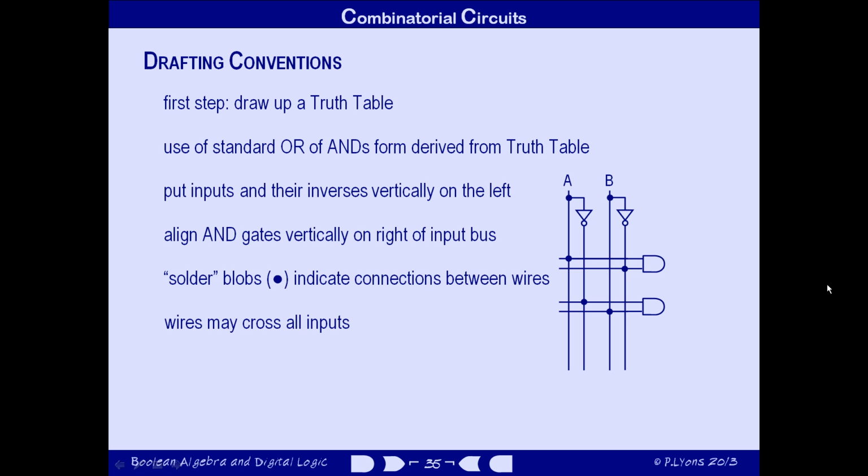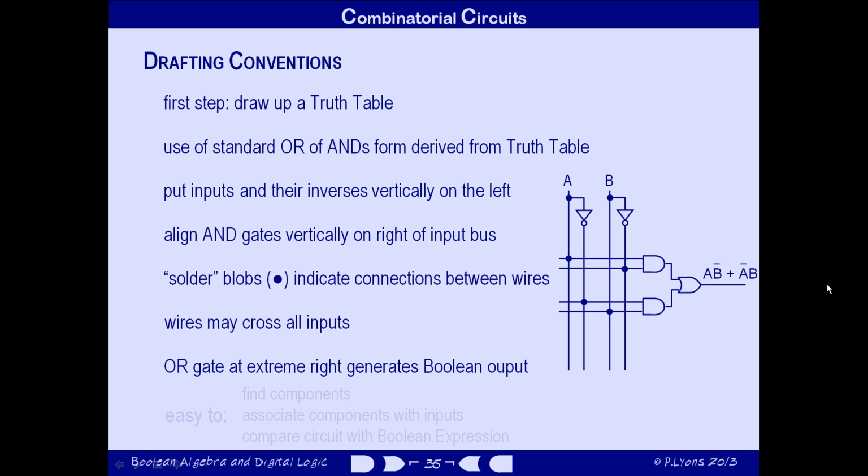And of course, if the original Boolean expression involved more than one term, there's going to be an OR gate, which appears on the far right of the diagram. If the device generates more than one output, it's clear that more circuitry could be added underneath the first lot to generate the other output or outputs.